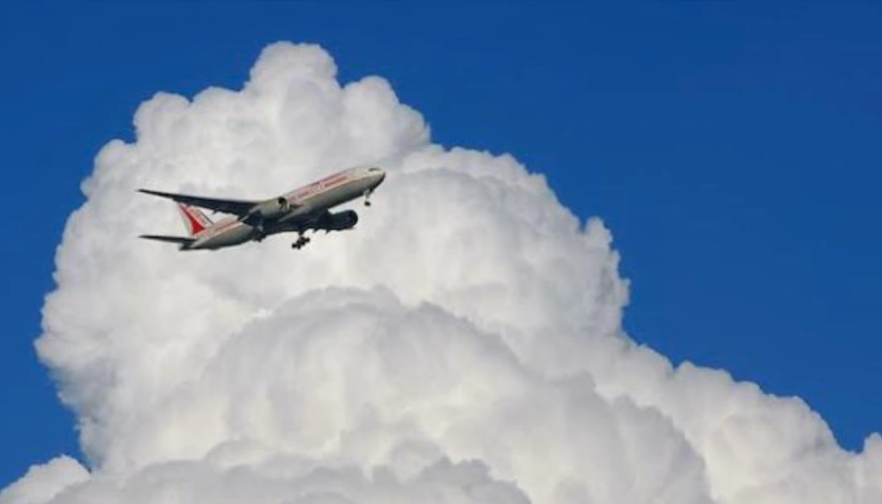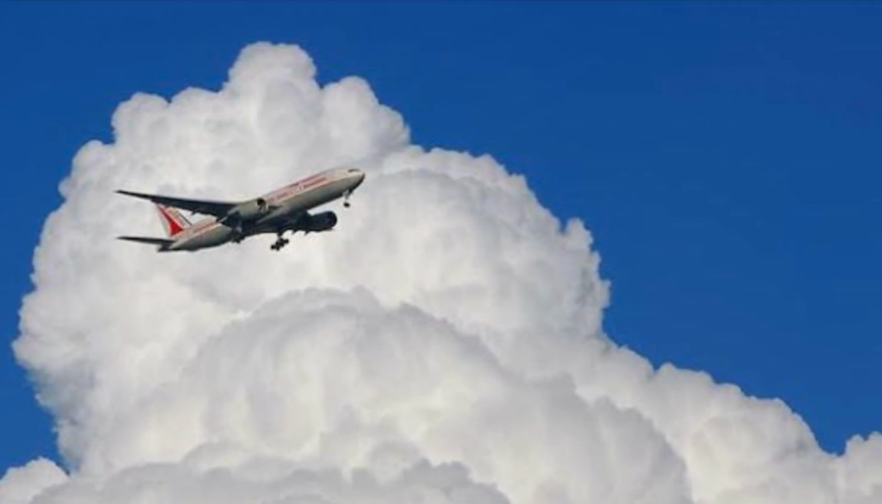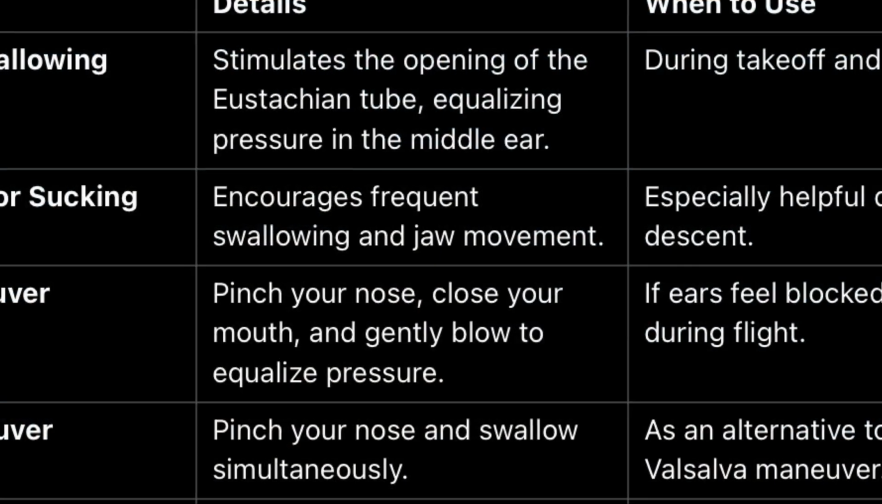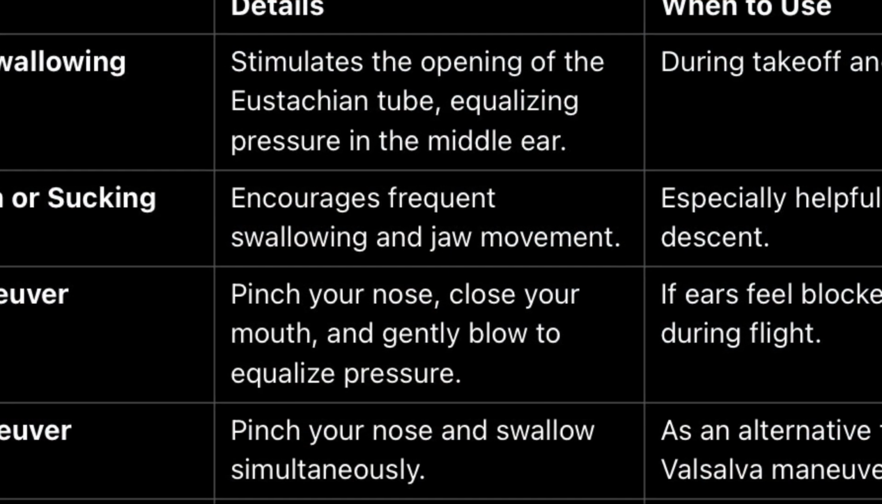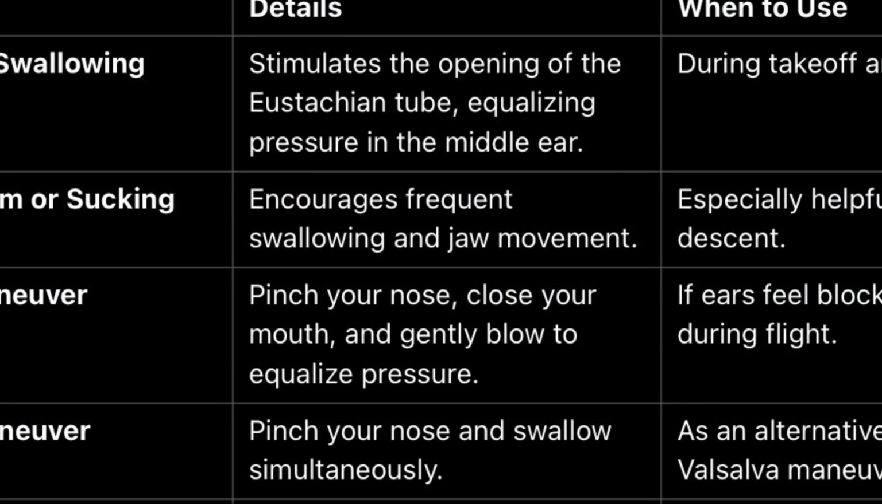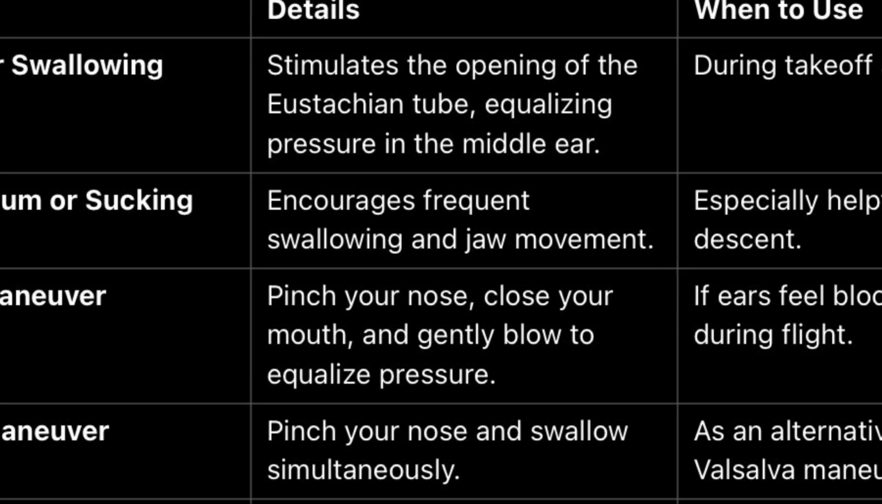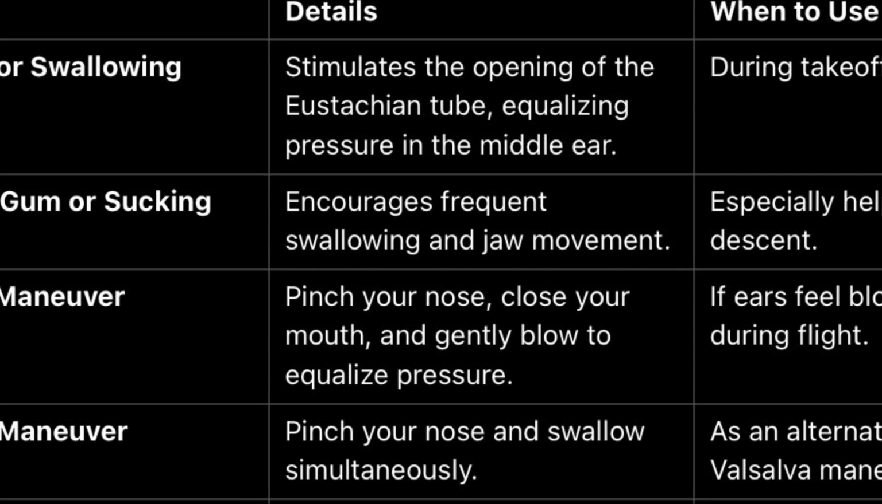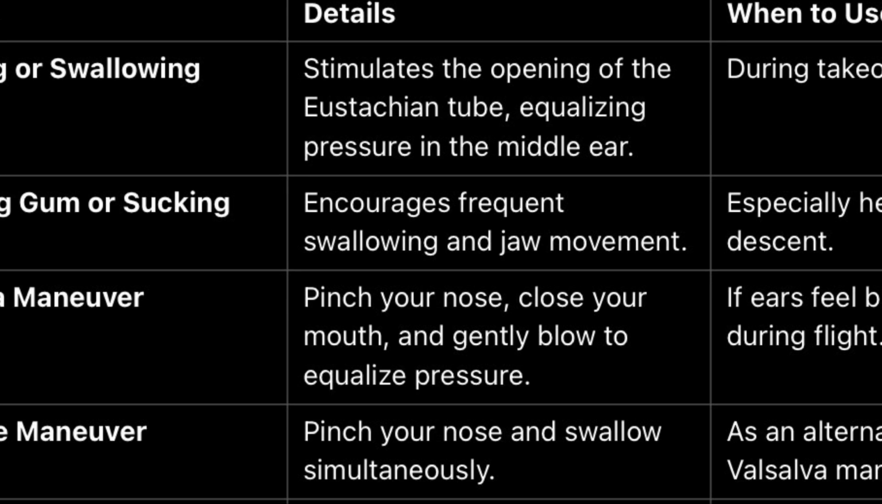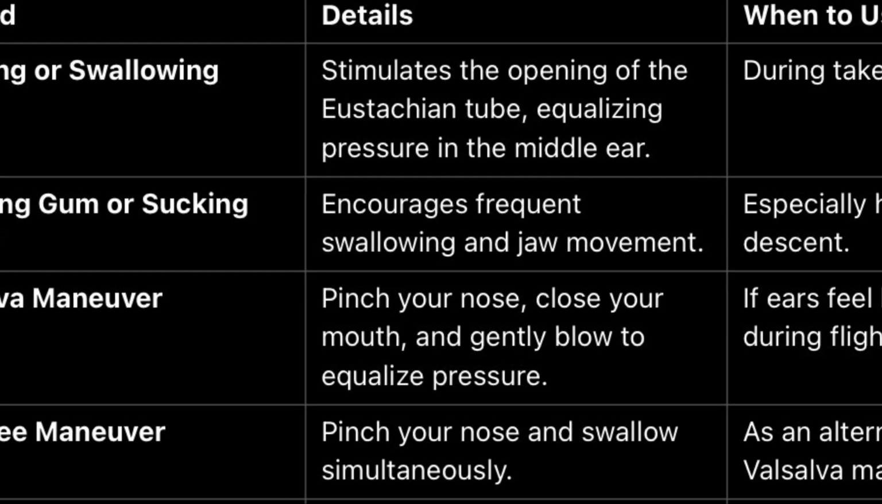Tips for managing pressure changes during flights include swallowing frequently or chewing gum to activate tube opening muscles, using the Valsalva maneuver by closing your mouth, pinching your nose, and gently blowing to equalize pressure, and using decongestants or nasal sprays before flying to keep the tube clear.